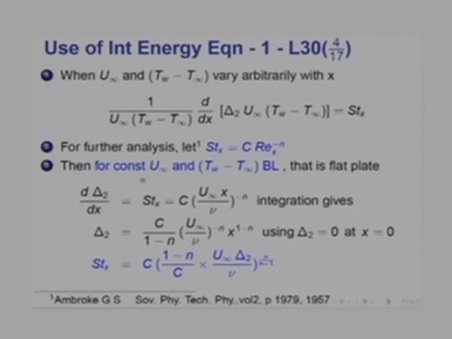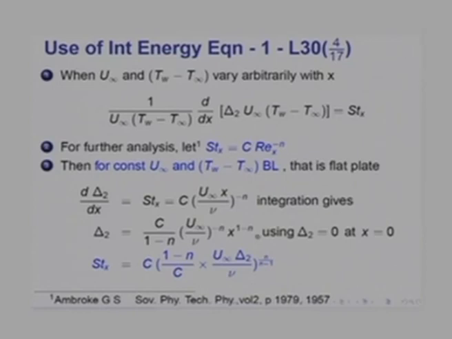Then for constant U infinity and Tw minus T infinity, let us say a flat plate, it will simply mean d delta_2/dx equal to Stanton_x equal to C (U infinity x/nu) raised to minus n, and if we integrate that, I will get delta_2 equal to C over (1 minus n) times (U infinity/nu) raised to minus n times x raised to 1 minus n.